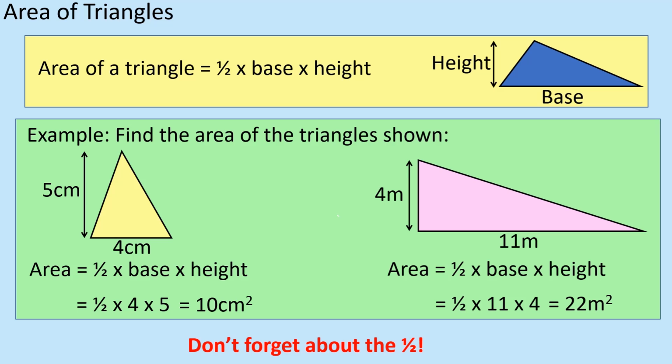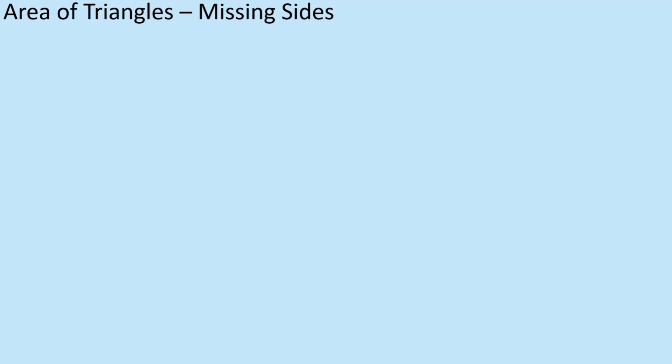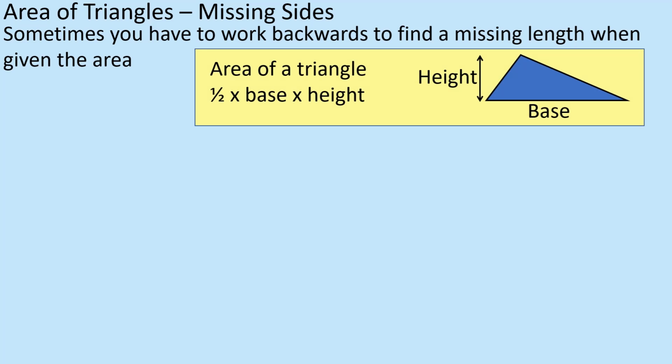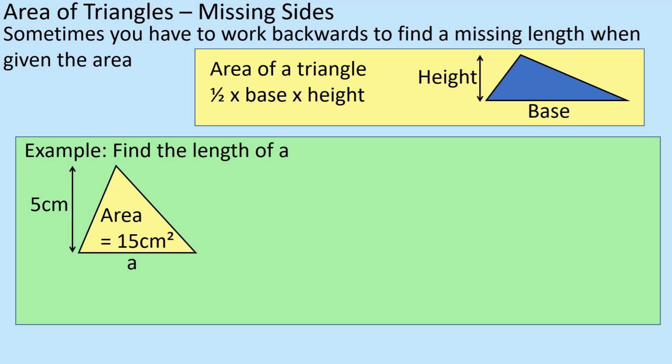So at the bottom there, look, don't forget about the half. That's how often it comes up. So, missing sides. The idea of this is we're working backwards now. So the formula is still half times base times height. So here we've got a solution, question. So you've got the answer as 15 centimeters squared, but I want you to figure out what the length of A is, the bit that's missing.